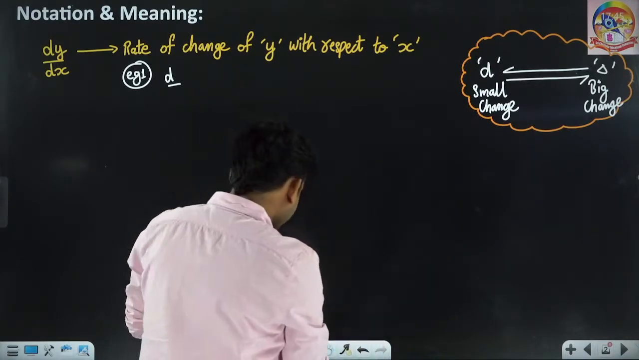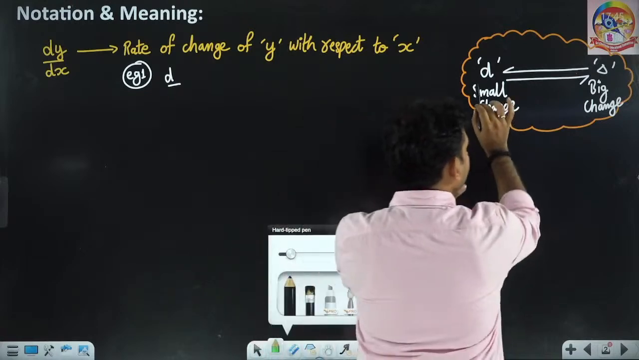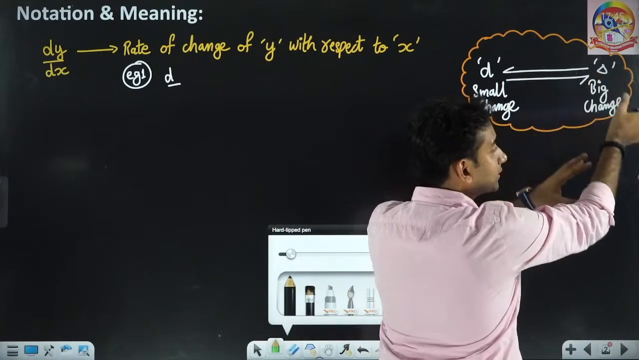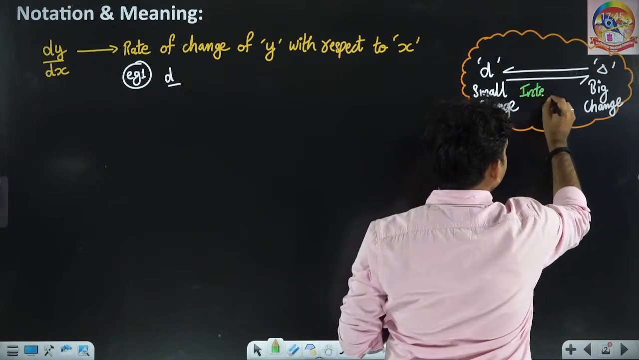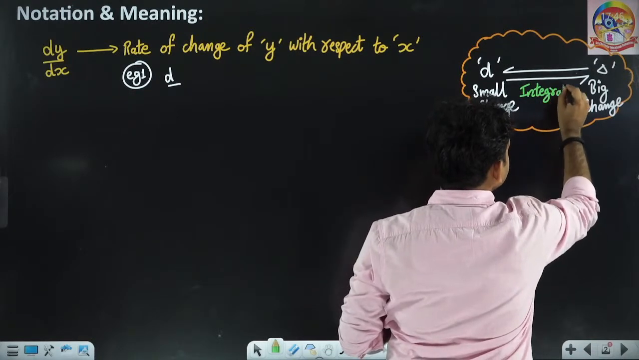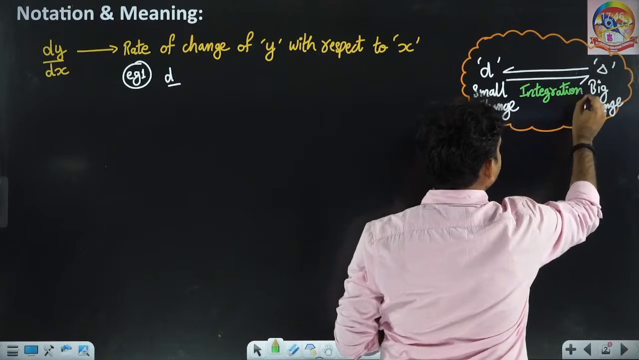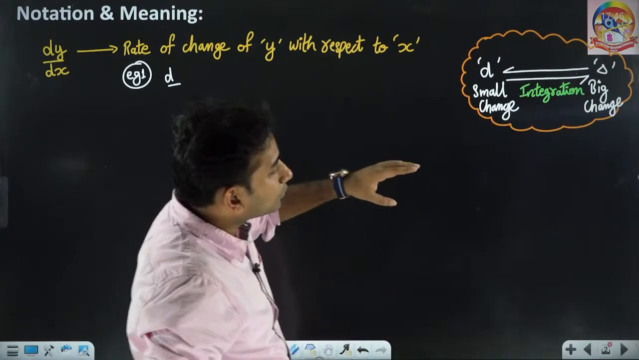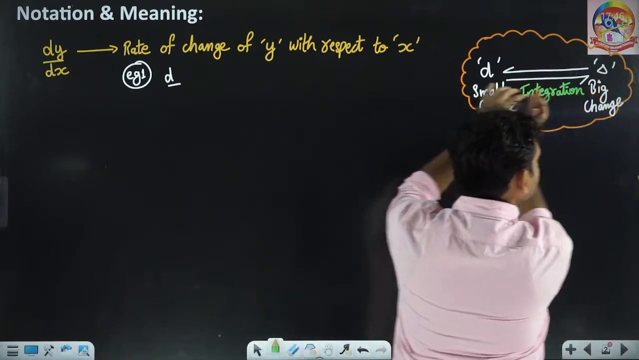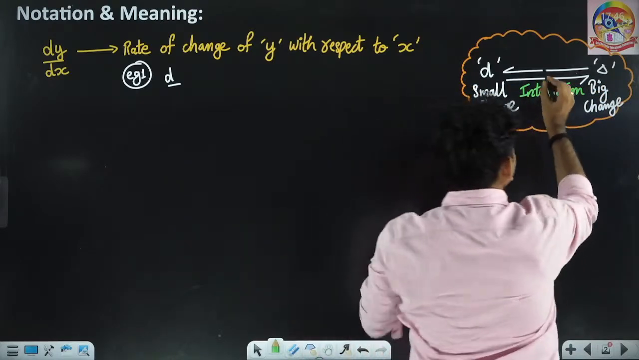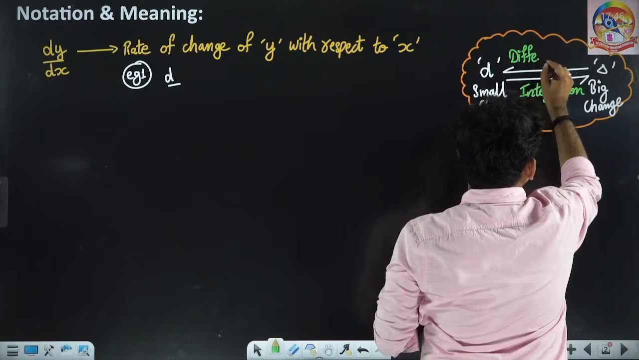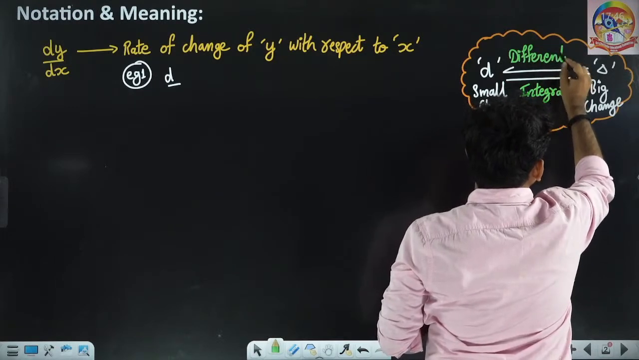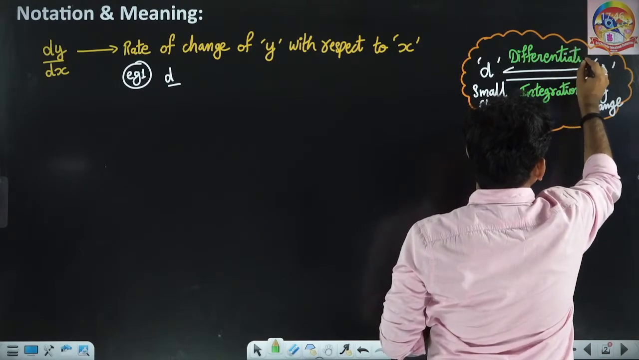So if we want to add small changes in order to get the big change, the mathematical tool which you are going to use is called integration. And if you are going to consider a big change broken down into small changes, then the mathematical tool which you are going to use is called differentiation.